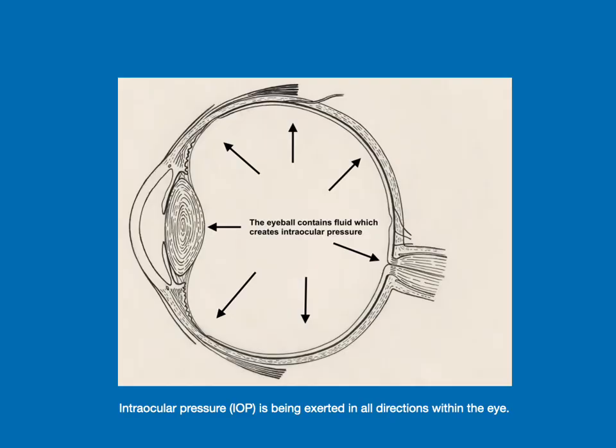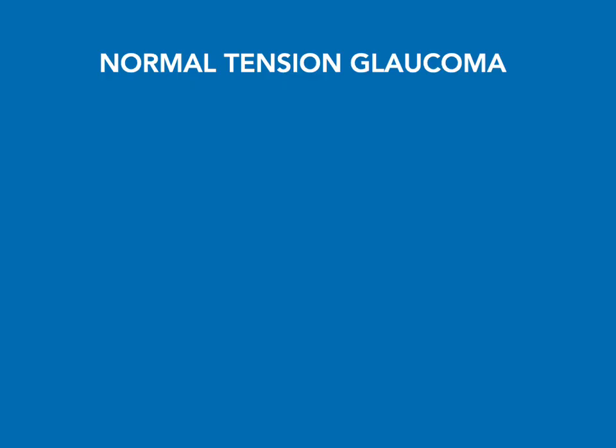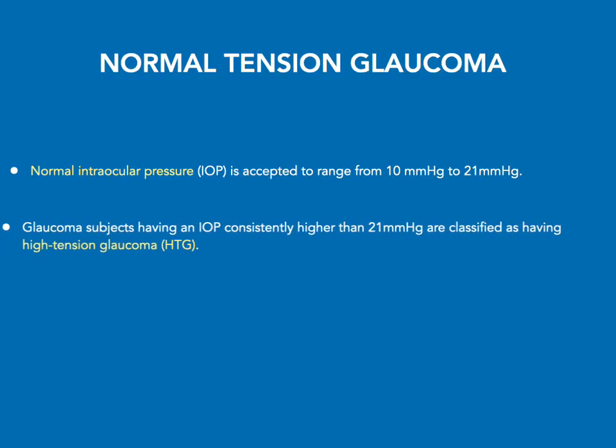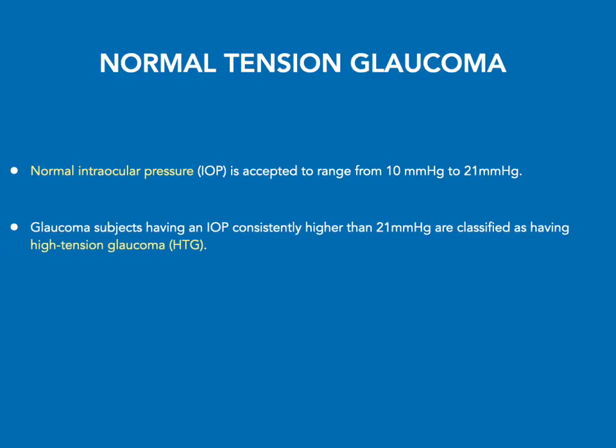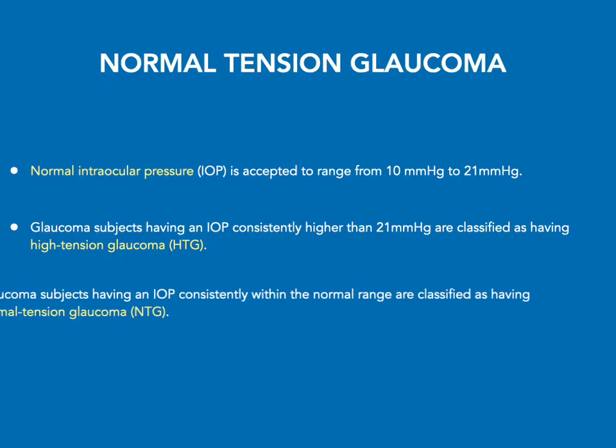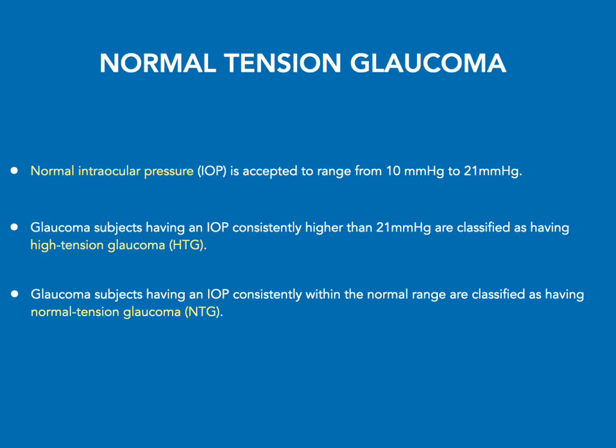It is also important to note that intraocular pressure is being exerted in all directions within the eye. So normal intraocular pressure is accepted to range from 10 to 21 millimeters of mercury. Glaucoma subjects having an IOP consistently higher than 21 millimeters are classified as having high tension glaucoma. Glaucoma subjects having an IOP consistently within a normal range are classified as having normal tension glaucoma.